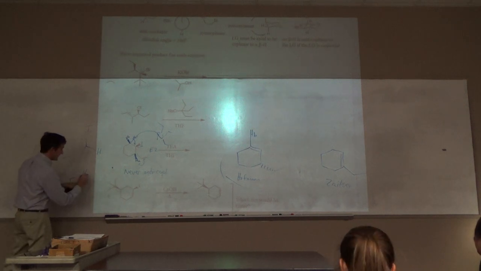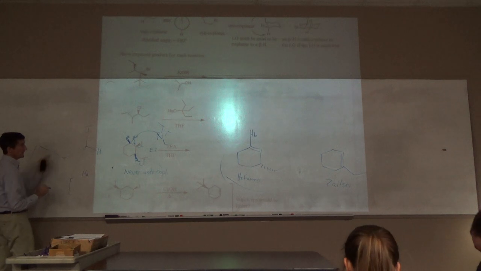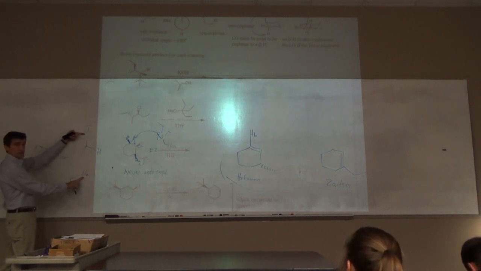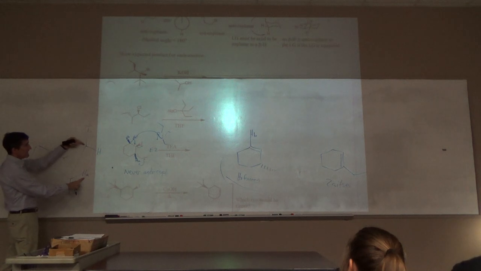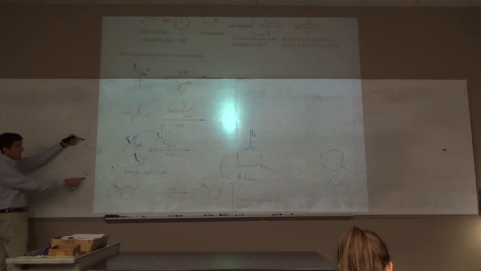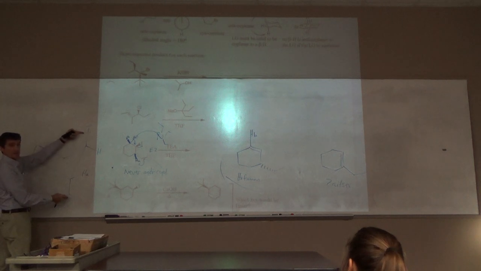Okay, this is HA. Here's the leaving group. Are these two anti-coplanar? No, we've already said they were not. But do you see how they're not? Iodine straight up. The ethyl is anti-coplanar to the iodine, not the H. And the H will never be here when the iodine's there.